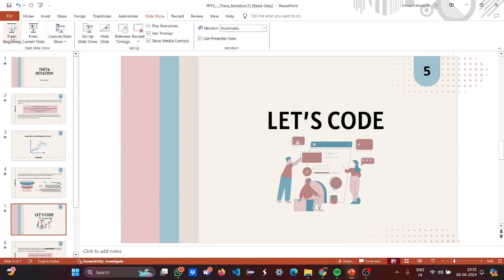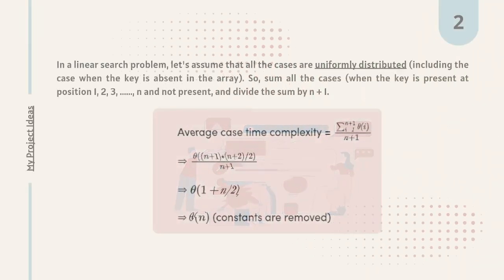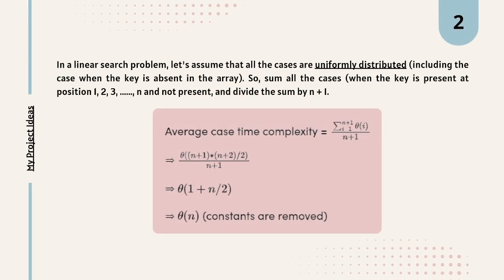So why did I tell you about the linear search program? Why is it important here? In a linear search problem, you are assuming that the test cases are uniformly distributed, including the case where the key is absent in the array. So you sum all the cases where the key is present at some position, or it is not present, and you divide by n plus 1. Basically, you are getting the average case. You are dividing all the possible cases by the total number of cases.